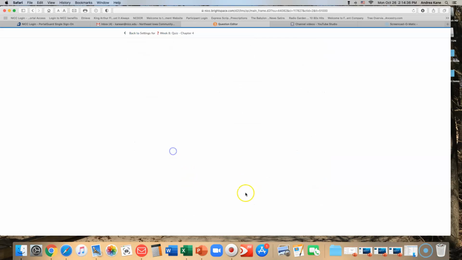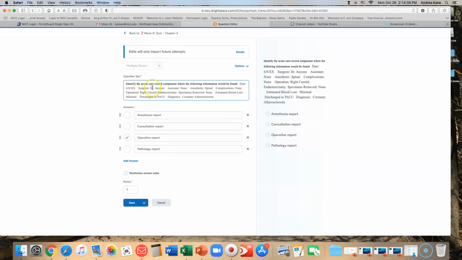reports. All right, next one gives you a date, tells you the surgeon, anesthetic, complications, operation that was performed, specimens removed, estimated blood loss, discharged to PACU, and there's a diagnosis. So would this be a pathology report? No, this is not a pathology report. A pathology report goes over tissue removed and the kind of cells that they found and that sort of thing. So we know right away it cannot be a pathology report.